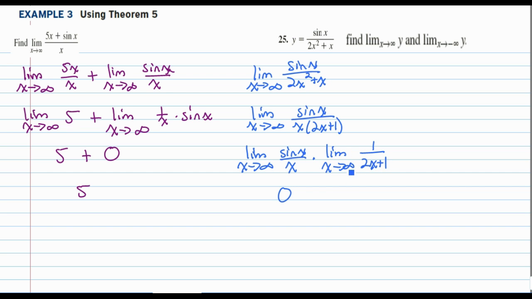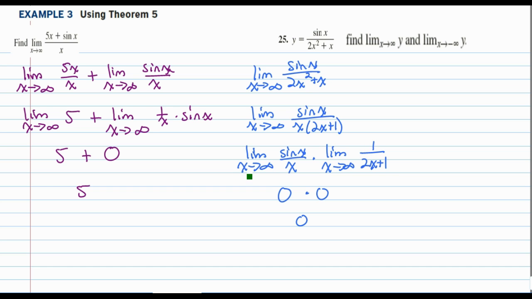But when you think about it, as x gets infinitely large, the degree in the denominator is bigger, so this is going to be 1 divided by a really, really large number, also going to approach 0. So your limit as x approaches positive infinity is going to be 0. Now let's look at the limit as x approaches negative infinity.